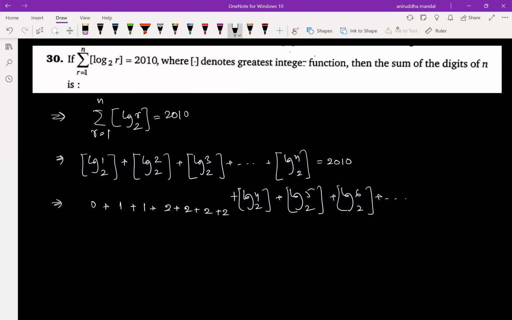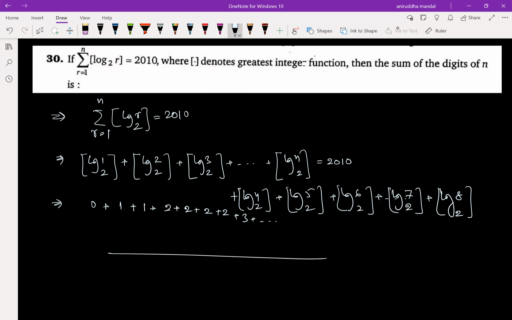So this is log 7, and next is log 8 base 2. Log 8 base 2 is 2 cubed, which means 3, and log 9 is also 3. So you see the pattern here. Let me write: this is 1, this is 2 to the power 1, this is 2 to the power 2, this is 2 cubed, this is 2 to the power 4, 2 to the power 5, and so on.